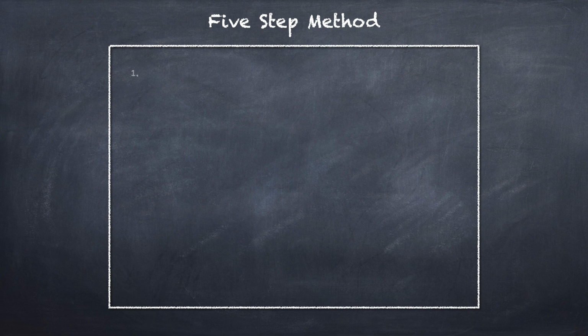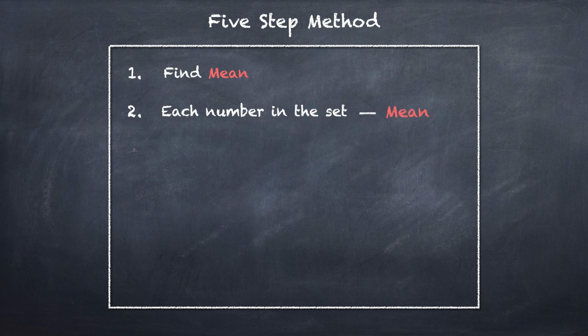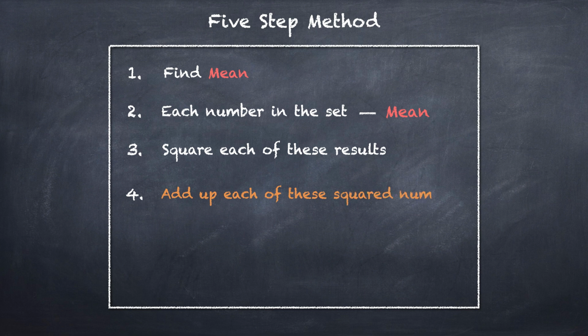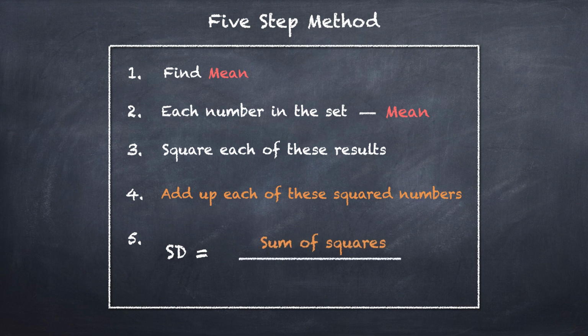So the 5-step method: first, find the mean. Second, each number in the set minus the mean. Third, square each of these results. Fourth, you're going to add up each of these squared numbers. And then 5, the standard deviation is going to equal the sum of the squares divided by the numbers in the set, and then you're going to square root that. So that's the 5 steps of standard deviation.